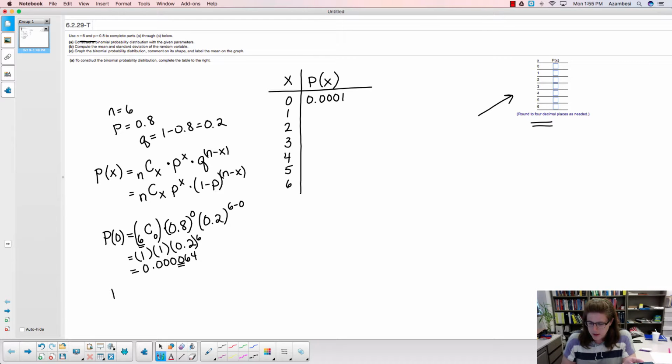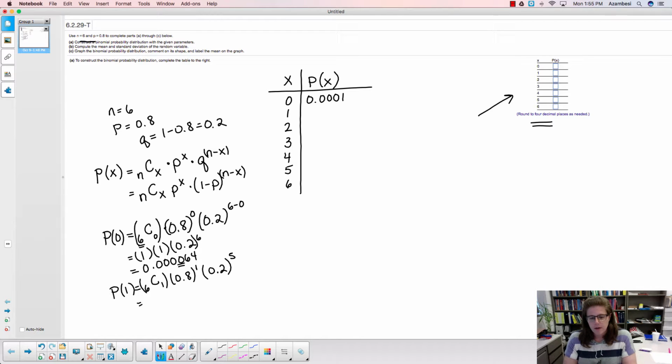Similarly, if I change this to the probability of 1, the things that change are now I have the combination of 6 and 1 times 0.8 to the first times 0.2 to the 6 minus 1, or to the 5th. The powers of your 2 decimal components should always add up to your sample size or your number of trials. So if I have 1 in the first one, I have to have 5 in the second one.